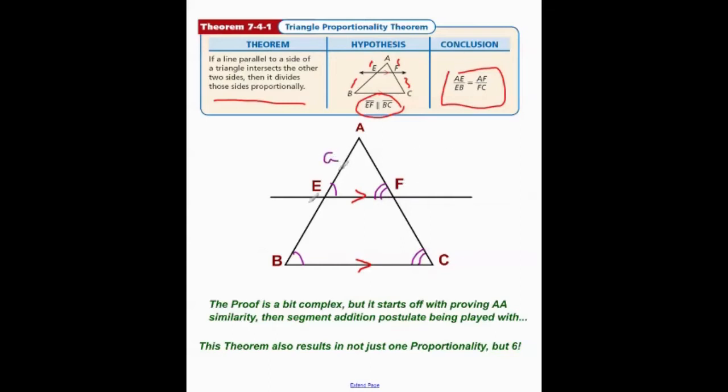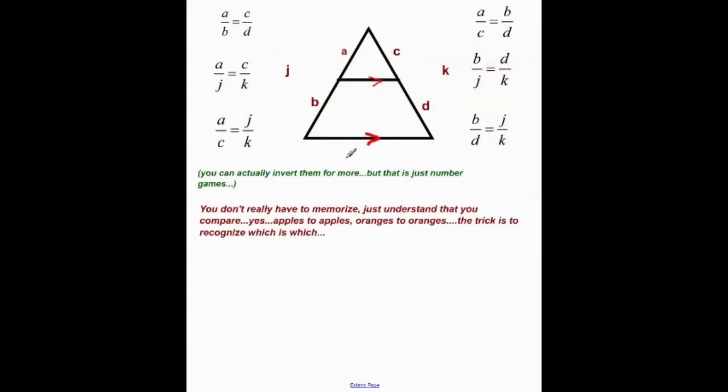In short, let's just call this A, B, C, D. Given these parallel lines, or a line parallel to one side, we can write our proportion just like this: A over B is equal to C over D. There's more than one way to write this, though. I'm going to show you this next slide. There are 6 quick ones that you can do, and then we have some inverse ones that we can also play with. So here's the one that I just wrote.